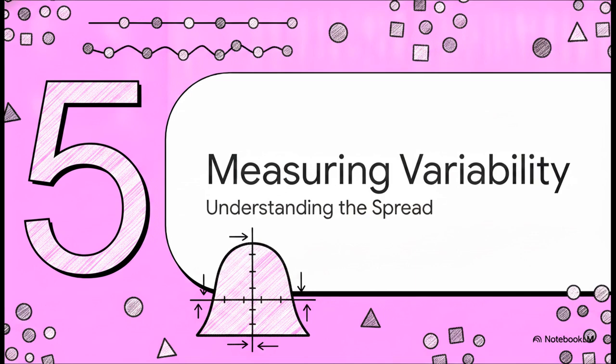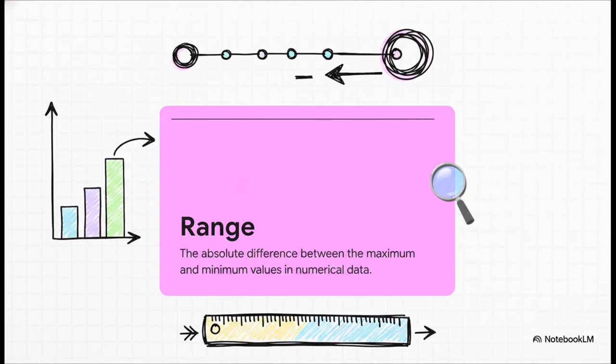Section 5, Measuring Variability, Understanding the Spread. Okay, so sometimes just knowing the center point of our data isn't quite enough. We also need to measure how spread out those data points are from one another. The most straightforward way to do this is with a range. Range is just the simple difference between the absolute maximum and minimum values in your numerical data. It basically shows us the total coverage, and you find it just by subtracting the smallest number from the largest.